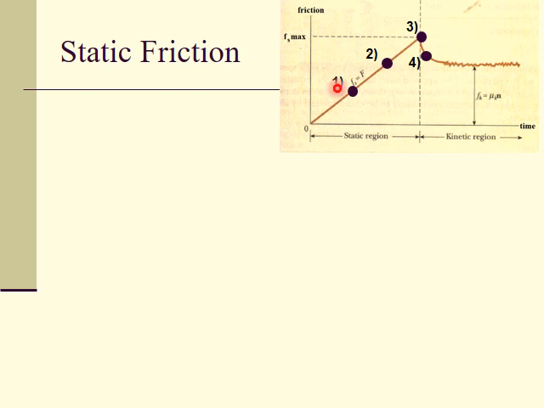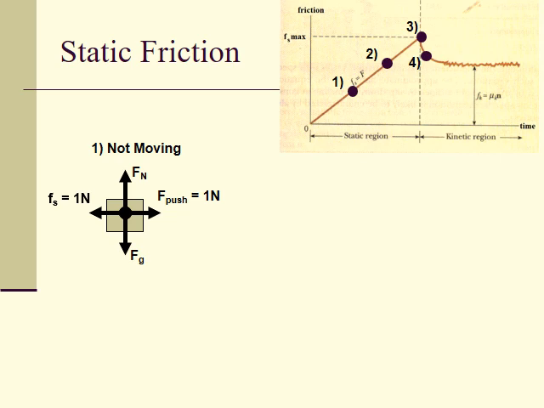So let's say at time 1, we're going to make up a force. Let's say the amount of force we're pushing with is 1 Newton of force. So I'm pushing with 1 Newton of force. In order to not move, how much friction must there be? Well, the net force has to be 0, so static friction must be 1 Newton as well.